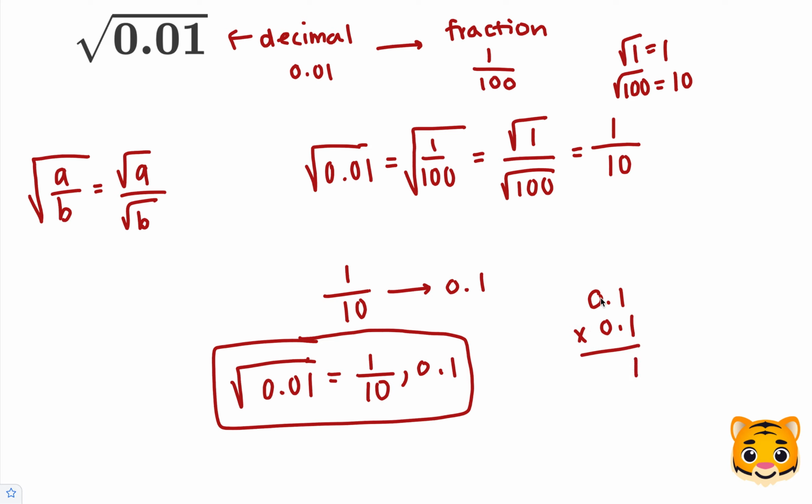1 times 1 is 1, 1 times 0 is 0, add our 0, 0 times 1 is 0, and then 0 times 0 is 0. When we add these together, we get 0, 0, 1, and then we have to move our decimal place 2 places backward because of the 2 values behind the decimal. 1, 2, we end up with 0.01, which is exactly what we had in the beginning, so we know 0.1 is the solution of the square root of 0.01.